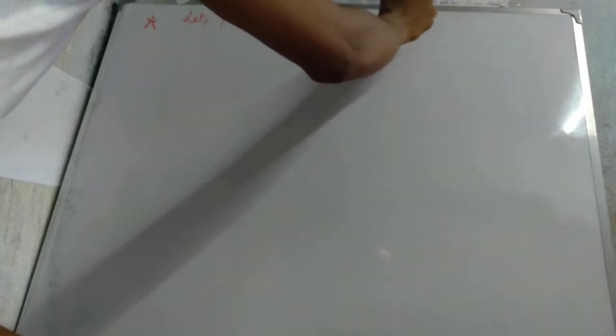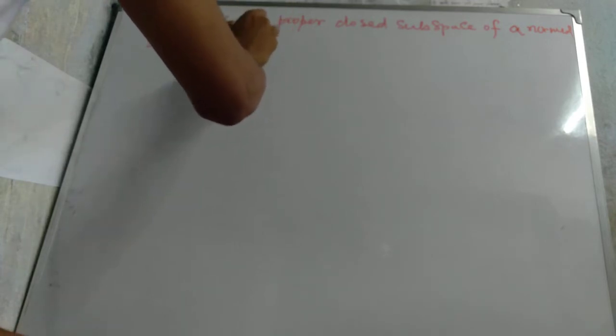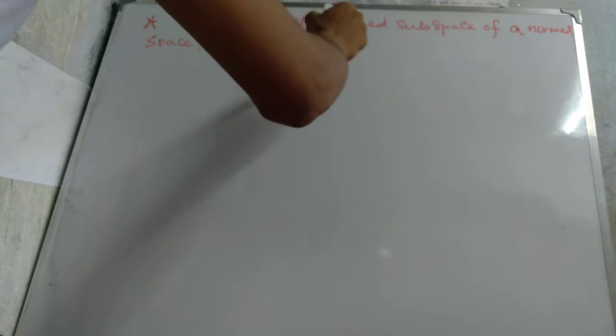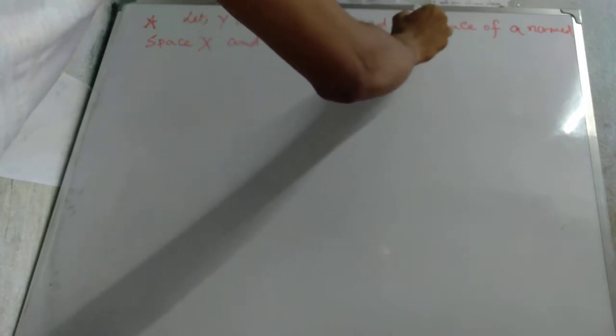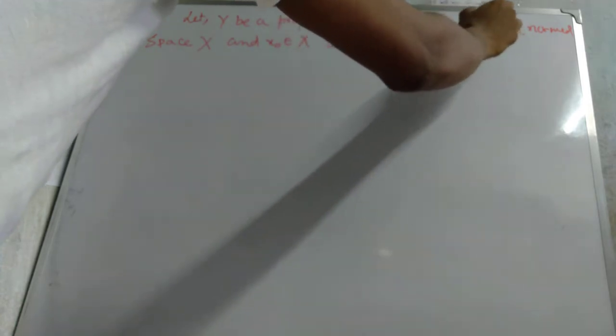Now we write this problem. Theorem star: let Y be a proper closed subspace of a normed space X, and x0 belongs to X, with d equal to the distance of x0 from Y. We write this better way: d equals the infimum of norm of x minus x0 where x belongs to Y. This is obviously greater than 0.